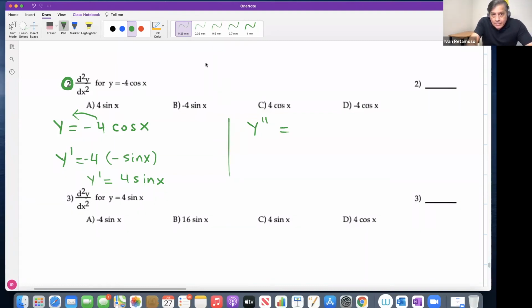CG, very good, very good. Excellent. So this tells me that the second derivative should be the derivative of this guy, 4 sine of x, with respect to x, right? The derivative of the derivative. So y double prime, second derivative better said, is 4 times the derivative of sine, which is cosine, right? Cosine.